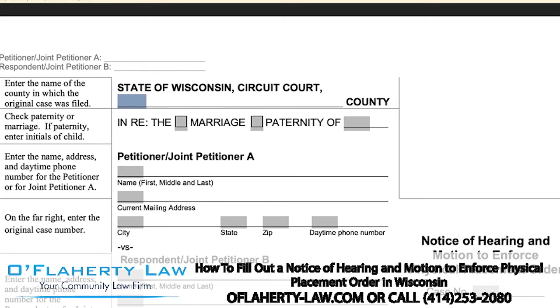So that is how to fill out a notice of hearing and motion to enforce physical placement order, otherwise known as FA-609.